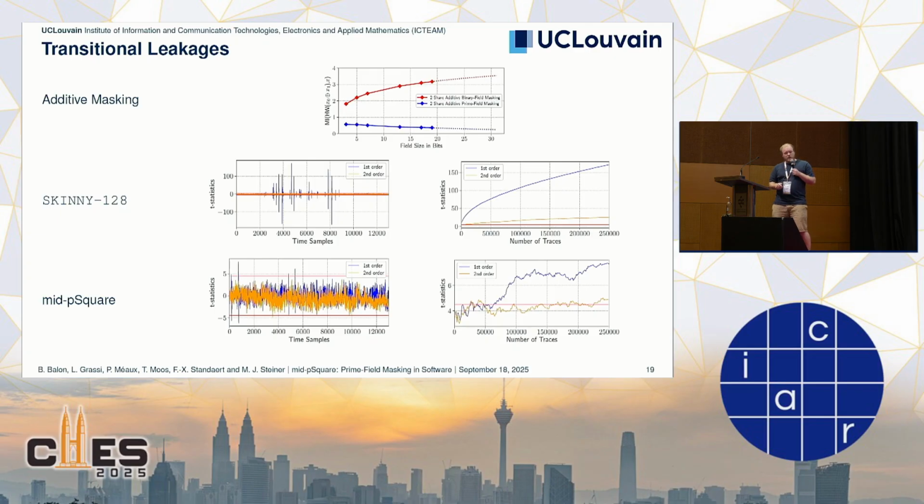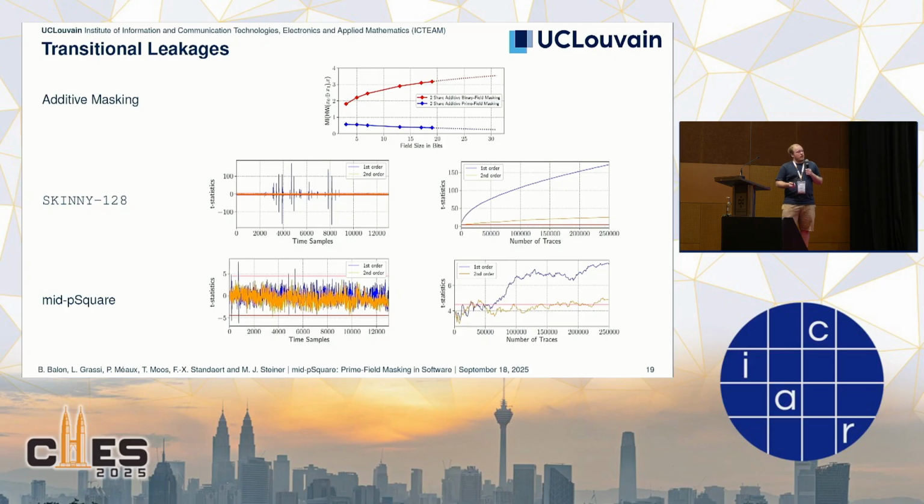Then we have evaluated 2-share implementations without any hardening, without any measures to get rid of transitional leakages. There with Skinny, we see very significant first and second order leakage. For mid-p-square, there's also first and second order leakage over the threshold, but it's significantly less. So that confirms our information theoretic analysis.